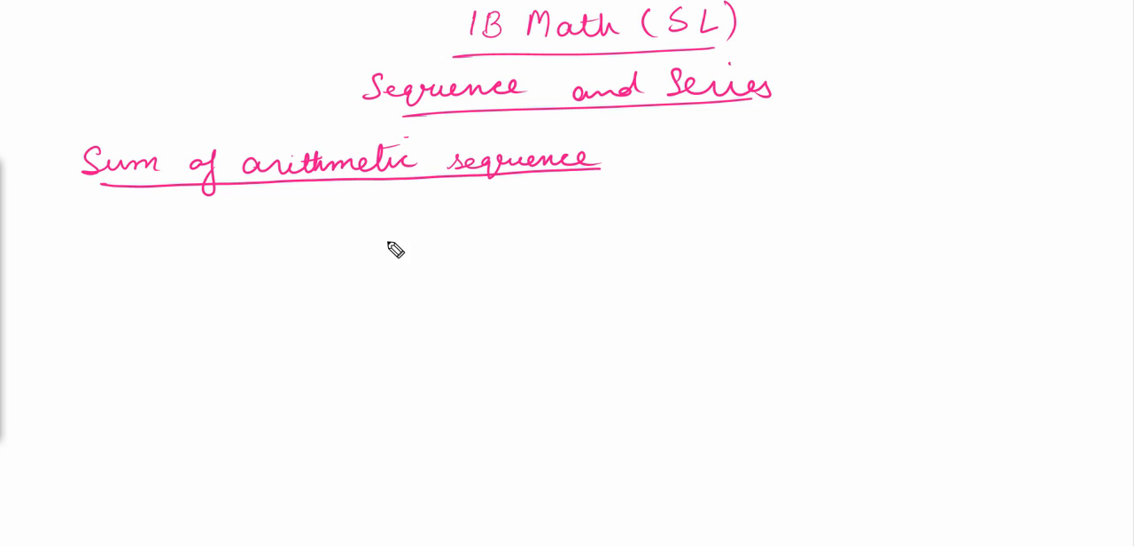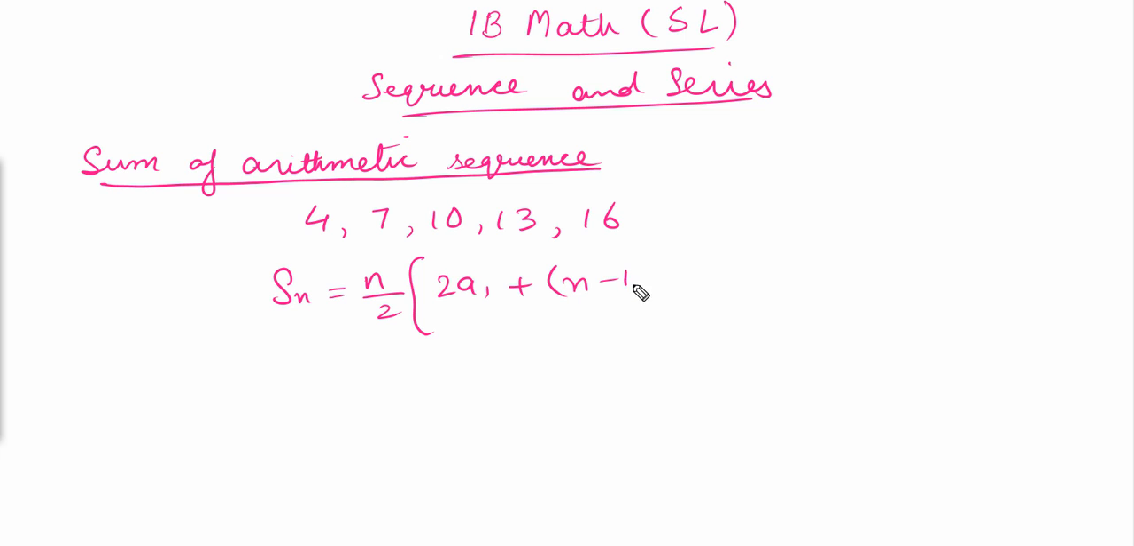Alright, so for the sum of an arithmetic sequence, I'll just write that sequence once again. So it's 4, 7, 10, 13, 16. So this is the arithmetic sequence, and we want to find out the sum. So the formula for the sum of an arithmetic sequence is Sn equals n over 2 times (2a1 plus (n minus 1) times d).